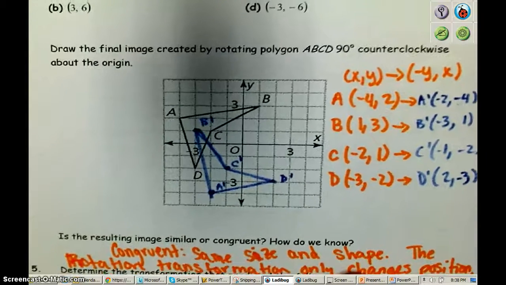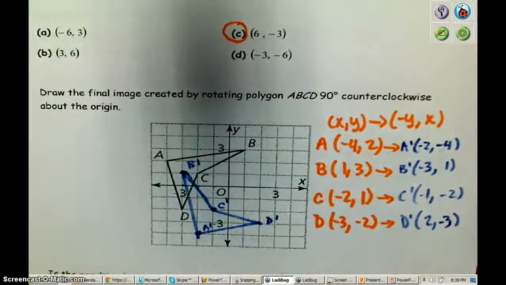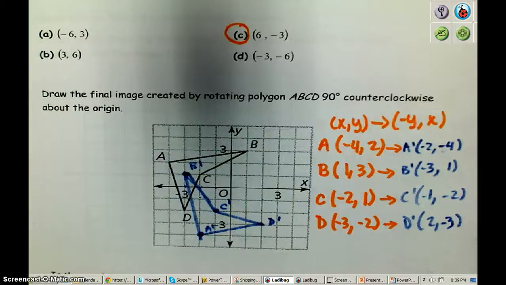For number 4, this is what you should have. A prime is now negative 2, negative 4. B prime is negative 3, 1. C prime is negative 1, negative 2. And D prime is 2, negative 3. When you apply the rule 90 degrees counterclockwise, you're switching the x and y, and you're taking the opposite of y.